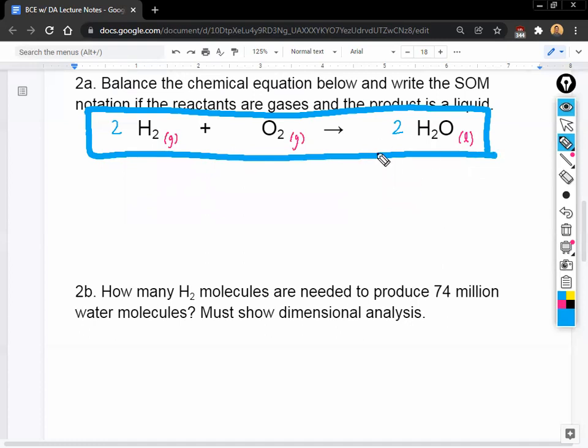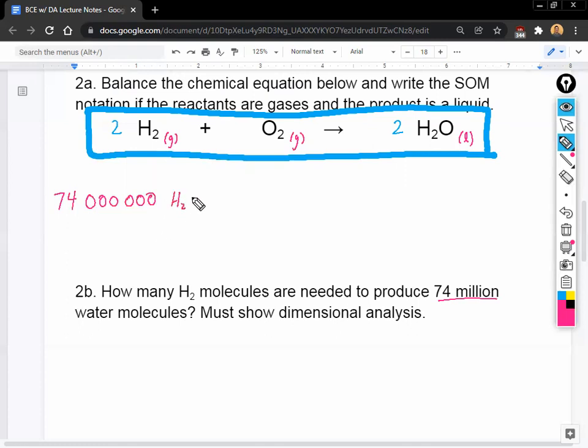You'll see. Okay, so this is going to be the balanced chemical equation, all right? Okay, so we're going to react in a bit, but let's do the dimensional analysis first before we do, okay? Okay, so in this problem, let's start with our given number. What's our given number? Yeah, 74 million. Okay, anyone remember how many zeros there are in a million? Six. Six, good. Very important. Okay, so we have 74 million water molecules.